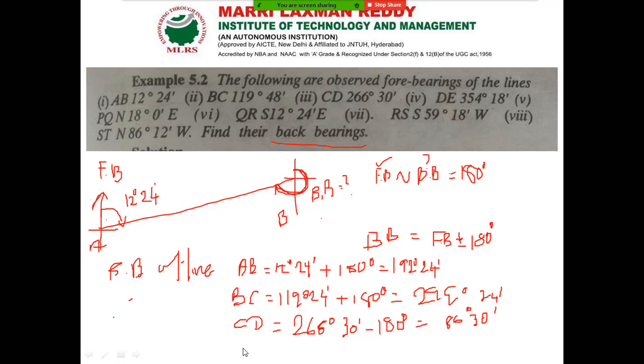And next, for the line DE, they have given the value of 354 degree 18 minutes. This is also more than 180, so I have to use the minus symbol. So minus 180 degrees, from that I am getting 174 degree 18 minutes. Okay, so this is our answer.